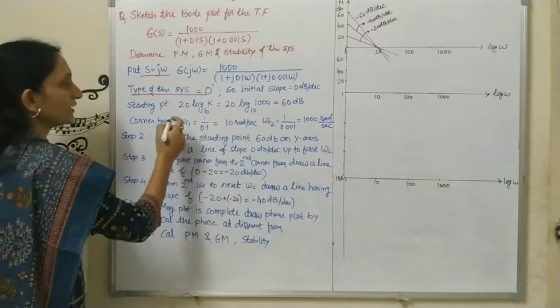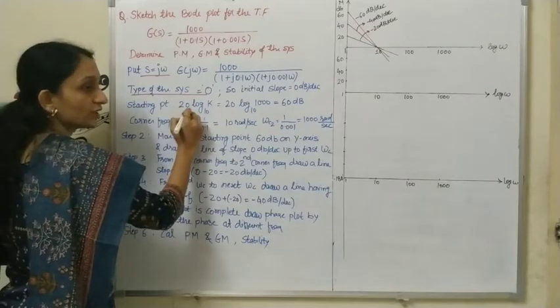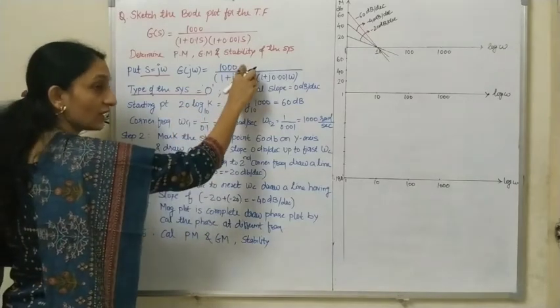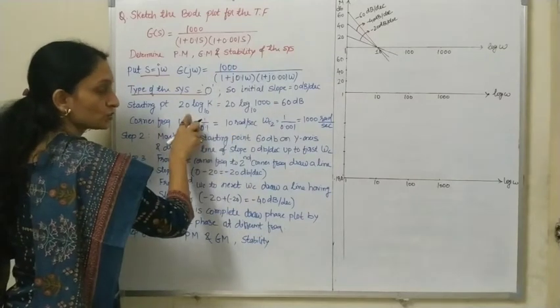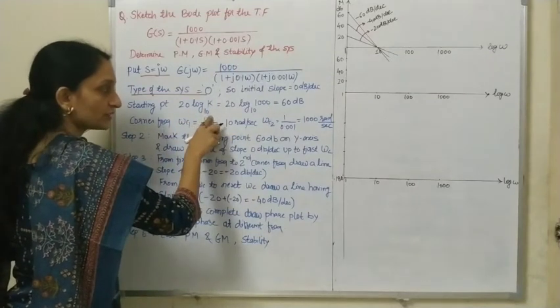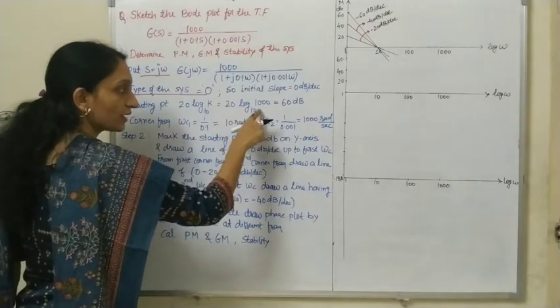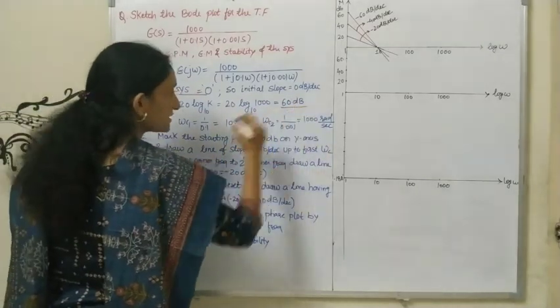Look at this, here I need to calculate the starting point. I know that K is 1000, so I need to take 20 log of K to the base 10. That is 20 log 1000 to the base 10. I have calculated 60 dB.